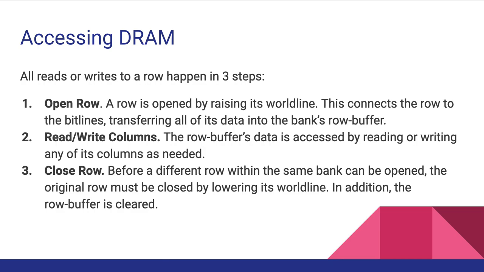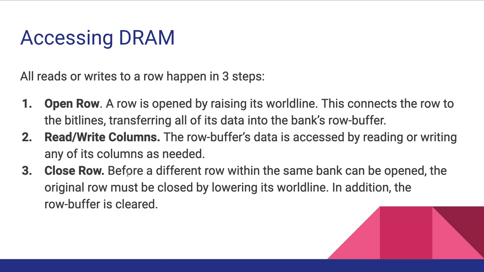So whenever we want to write to a row in a bank, it takes 3 steps. First, we have to open it. And opening a row is basically raising that row's word line, which starts transferring all the cells' incoming charges to the buffers. We then read those charges from the buffer and then refresh the cells.